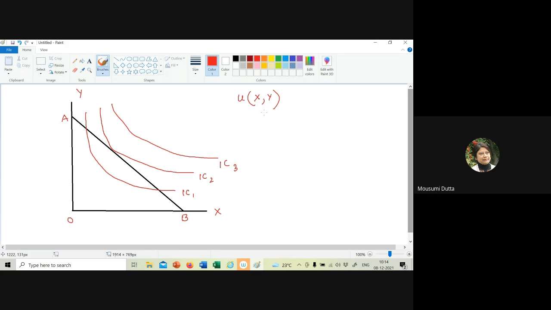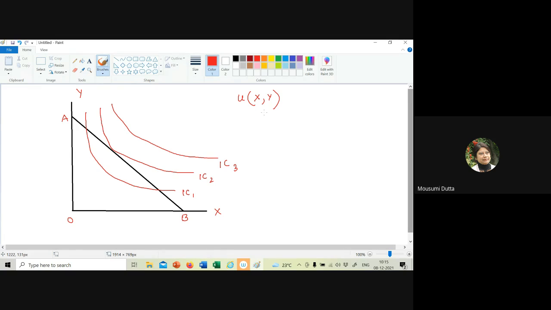Along IC2, for different combinations of X and Y, my utility or satisfaction will remain unchanged. And a similar thing will happen to IC3. And there are infinite number of curves like this. We can generate infinite number of indifference curves in a two commodity world.